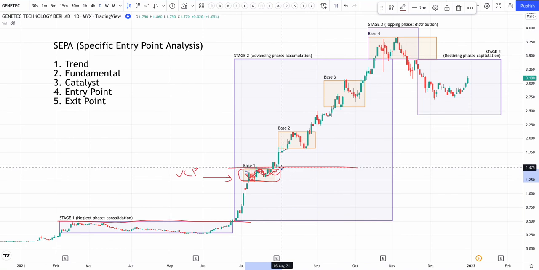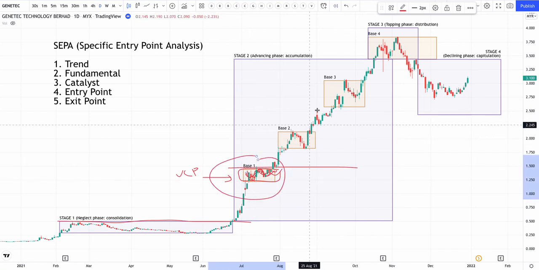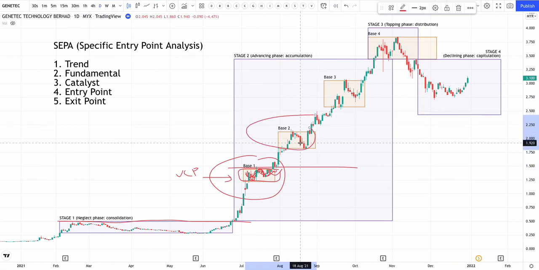Normally in stage two there will be a lot of bases. According to Mark Minervini, base one and base two are basically the best entry points. So if you find an entry in base one like this, or an entry point in base two like this, this is basically a good entry point. Base 3 and base 4 are also okay entry points, but a little bit risky. You have a probability of reversal.